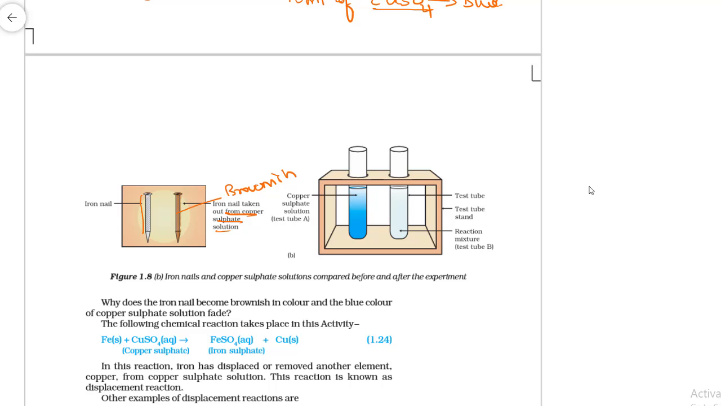And the copper sulfate solution, you have taken test tube A and this is B, right? So the test tube A which you kept here has changed its color from blue, or it has faded away. So here you are comparing the test tubes and the copper sulfate solution and the iron nails which were kept in the copper sulfate solution. So can you say why the nail has become brownish in color and the blue color of this copper sulfate has faded? Because of displacement reaction.